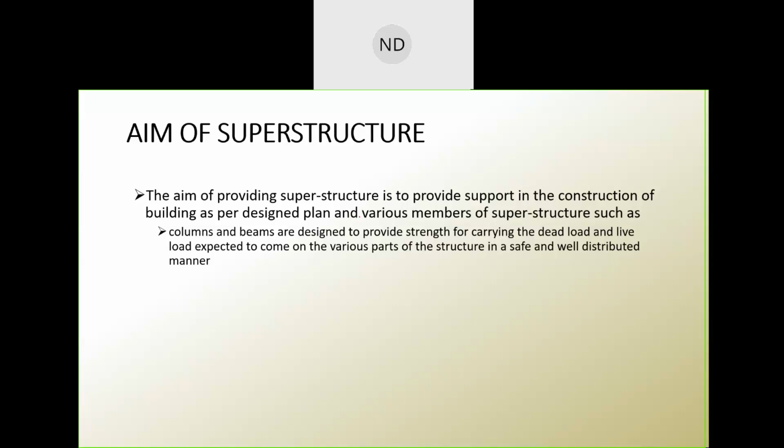That means what will be there in the superstructure? Columns, beams. These are your columns and your beams, which will be designed so that they have that much strength to carry all the other loads which will be on them. Okay, these are your superstructures.